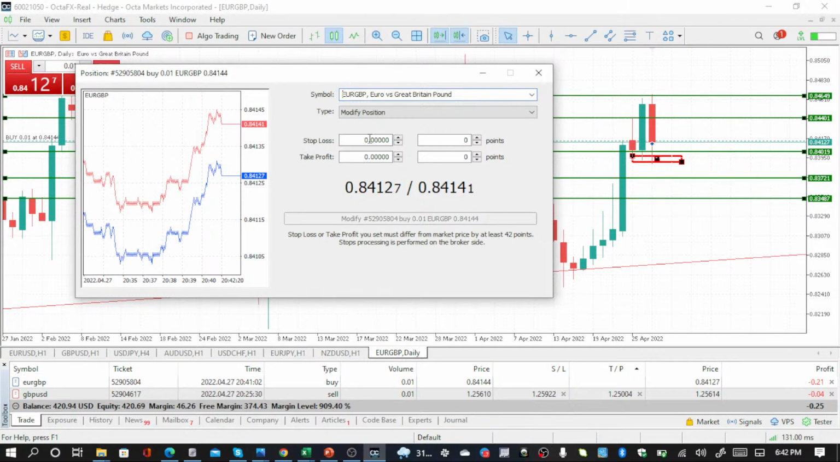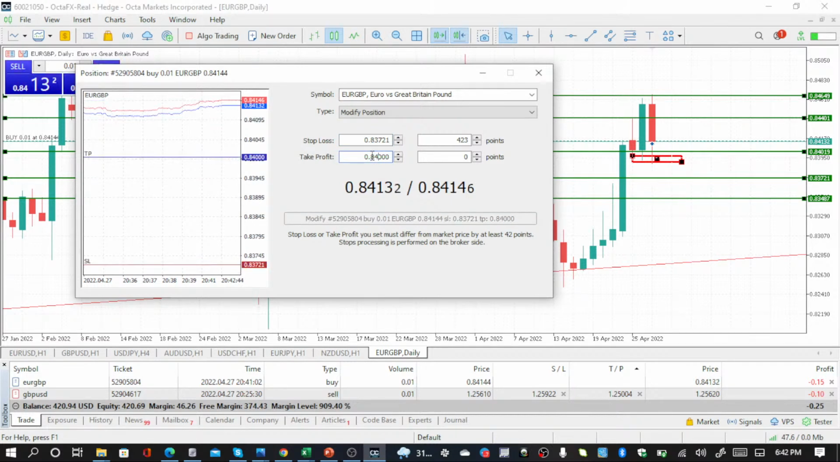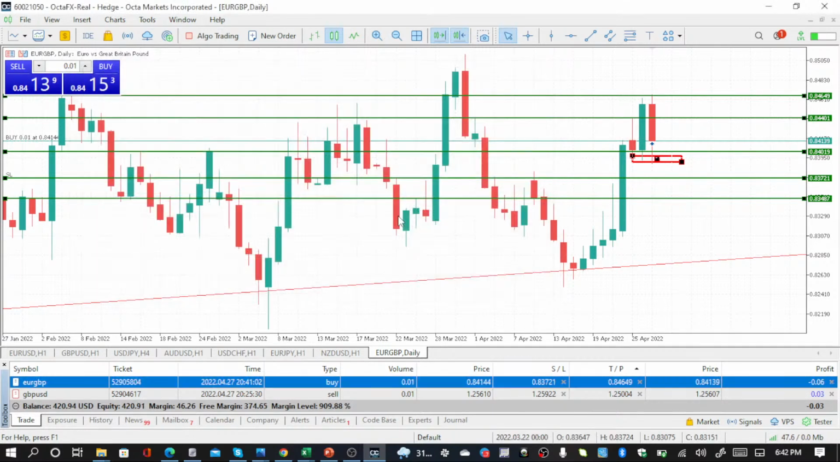So let's set our stop loss now. I said I will set my stop loss at 0.83721, and my take profit will be at 0.84649. Modify. So you look at this now. If the market goes against me and it touches my stop loss, I will be losing how much again? $5. I'll be losing 423 pips.